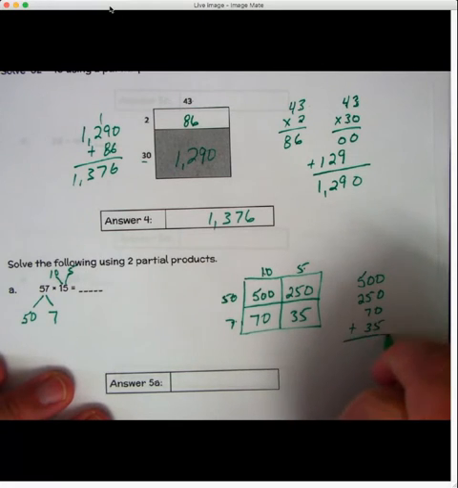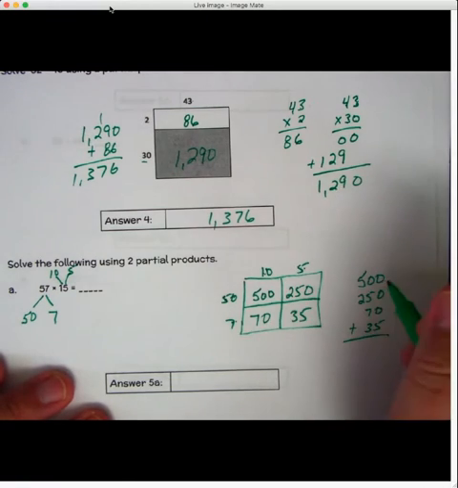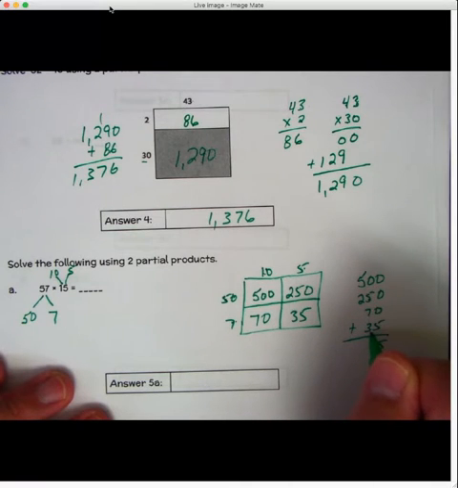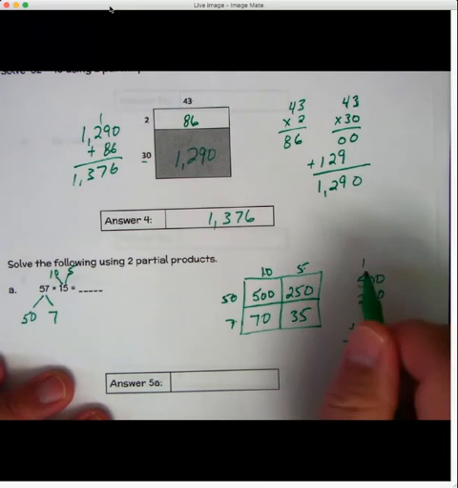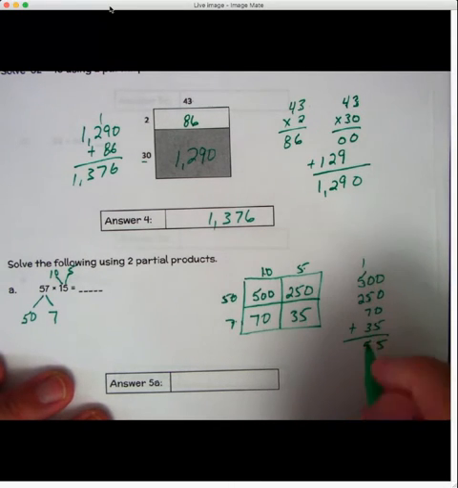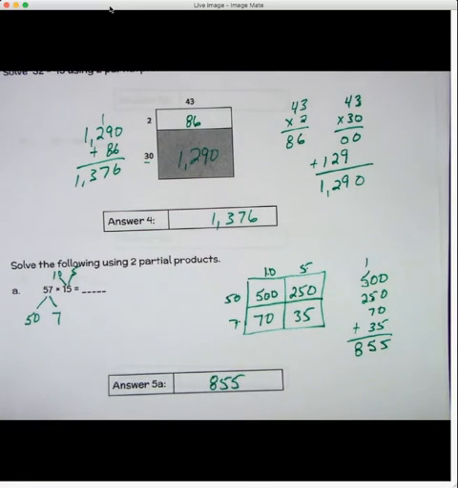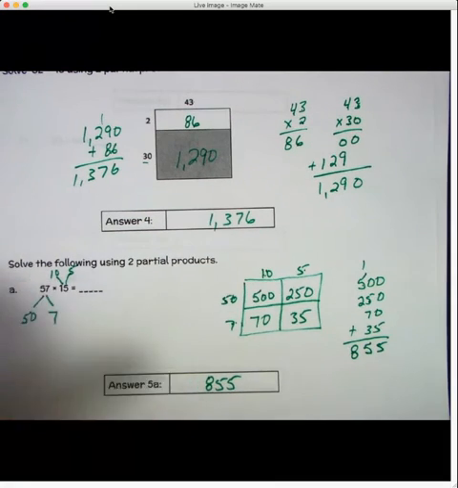We add them together. All right, 0 plus 0 plus 0 plus 5 is 5. 0 plus 5 is 5. Plus 7 is 12. Plus 3 is 15. Put our 5 down, carry our 1. 1 plus 5 is 6. Plus 2 is 8. So the answer is 855. So 57 times 15 equals 855.